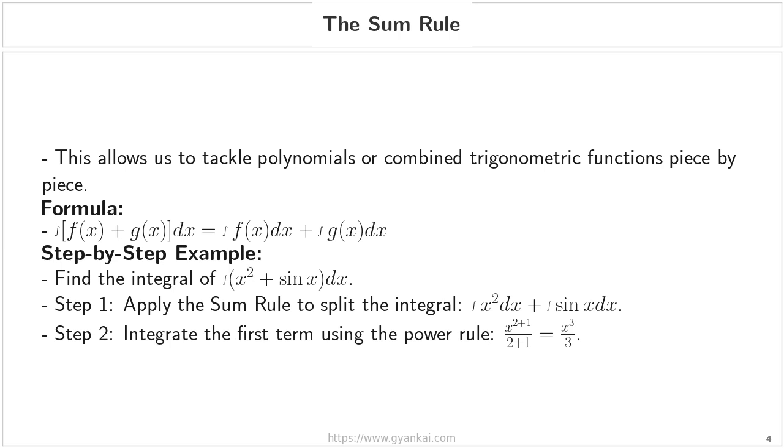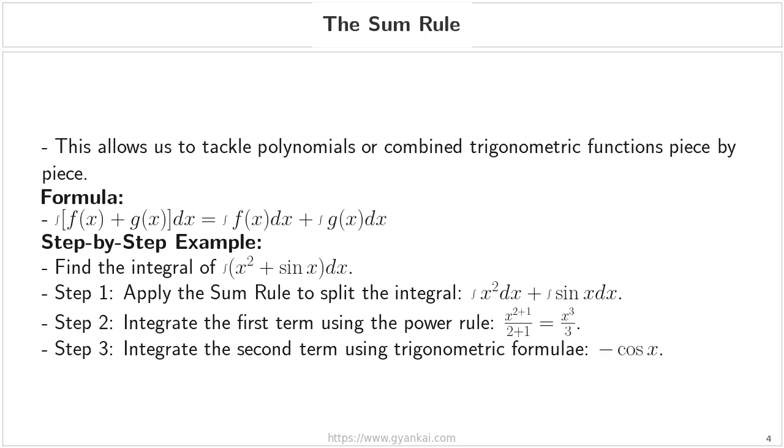Step 2, now let's integrate the first term, x squared. Remember the power rule for integration? We increase the power by 1, so 2 plus 1 is 3, and then divide by the new power. That gives us x to the power of 3 divided by 3. Step 3, next, we integrate the second term, sine of x, from our standard integral formulas. We know that the integral of sine of x is negative cosine of x.